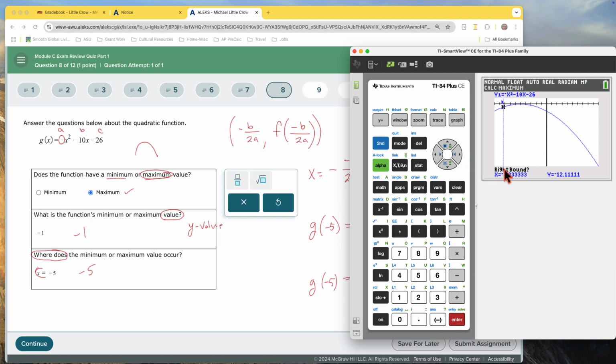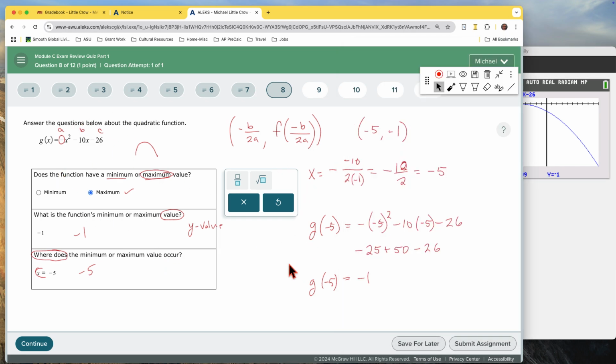I hit enter. Now it's going to ask for a right bound, so I move my little spider dude over to the right side. I know it's only got 4 legs, but it looks kind of like a spider. We hit enter and enter, and notice it gives us a maximum. We would round this to -5 and -1. So again, a visual way of seeing all of this play out as well. Okay, that's number 8. Just a few more to go.